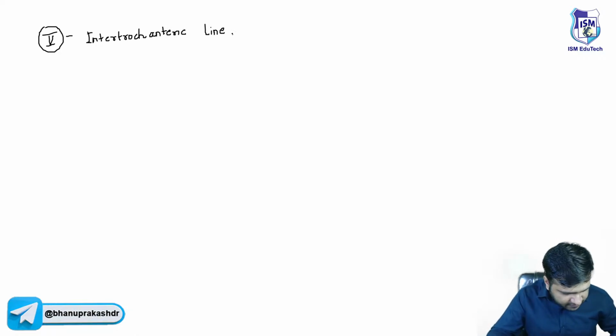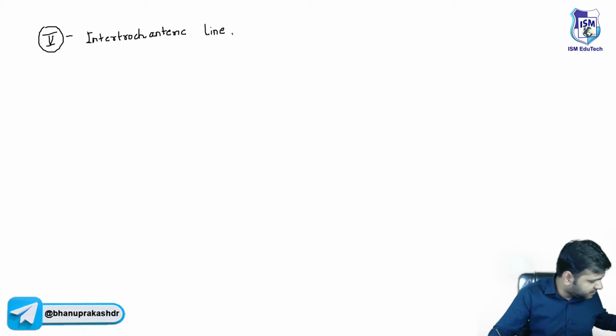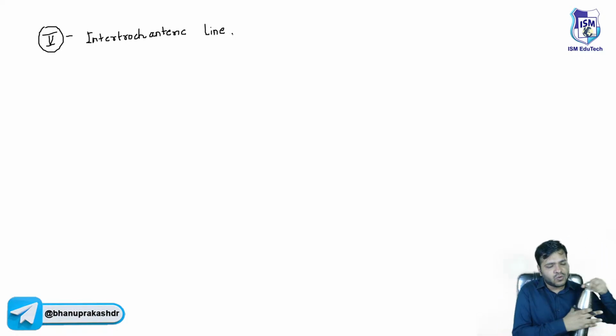Now I have a question for everyone. This intertrochanteric line: in which view is it seen, and between what is it present? I want everyone to answer this question.